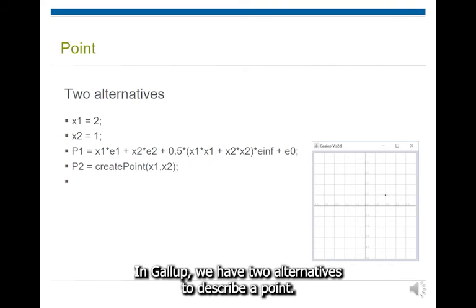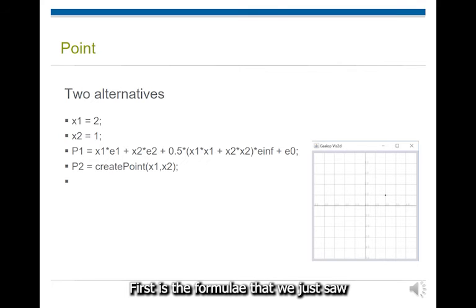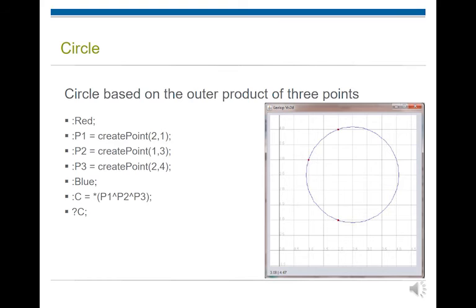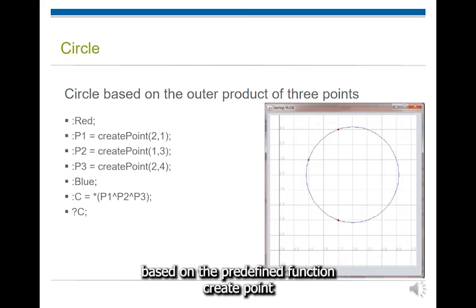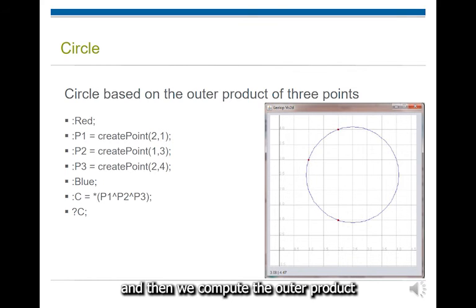In Gallup, we have two alternatives to describe a point. First is the formula that we just saw as the linear combination of the 4 basis vectors. And the alternative is to use the predefined function create point with the 2 parameters x1 and x2. This is a Gallup script in order to compute a circle and visualize it. We describe the points P1, P2, and P3 based on the predefined function create point. And then we compute the outer product of these 3 points and dualize it, because this is important in order to have the IPNS representation for the visualization.